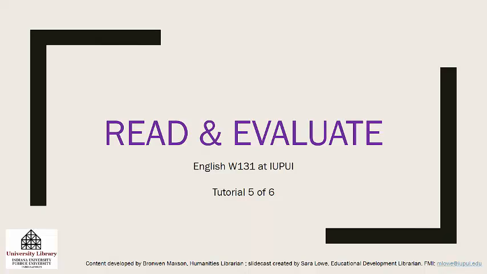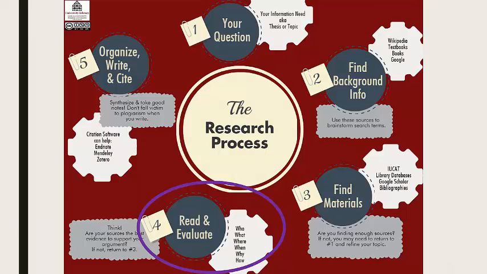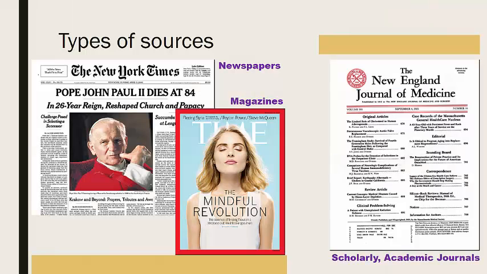Welcome back. For this tutorial, we're covering evaluating information. This is step 4 of the research process, reading and evaluating the information you've found to support your research question. Before you can evaluate sources, however, you have to be able to identify what you are looking at.